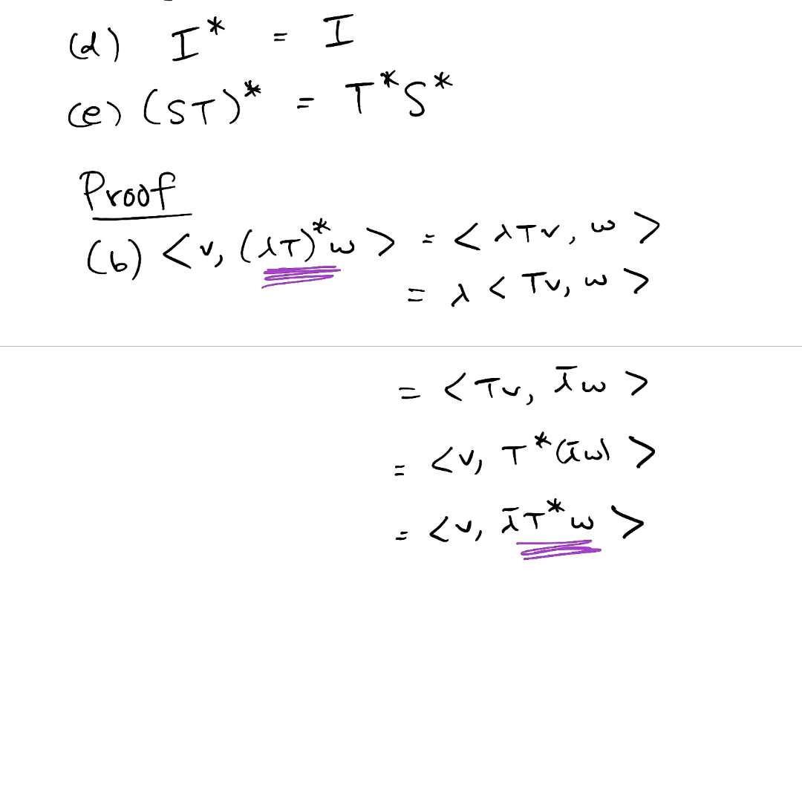And since it's V in the first slot, in the first expression and the last expression, the underlined purple quantities agree. And that's true for any W. And that's how most of these proofs go.